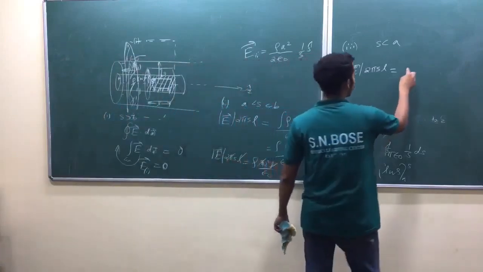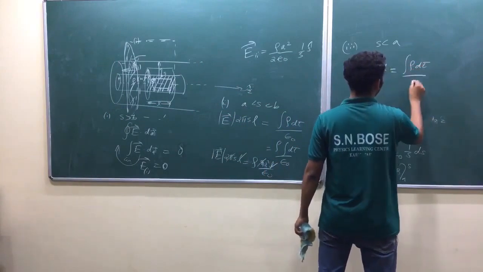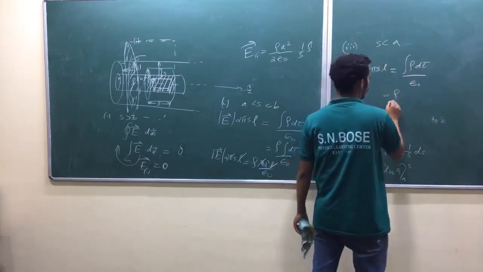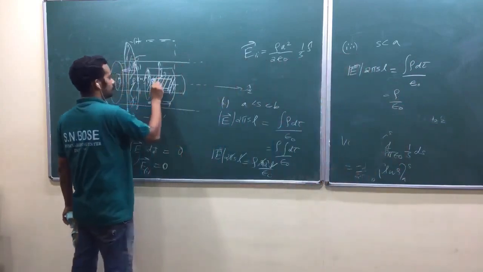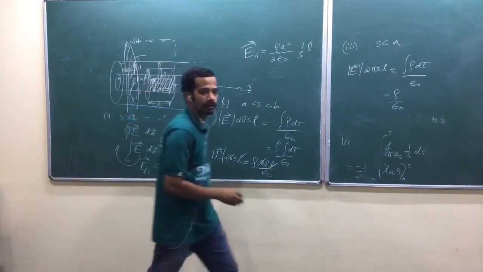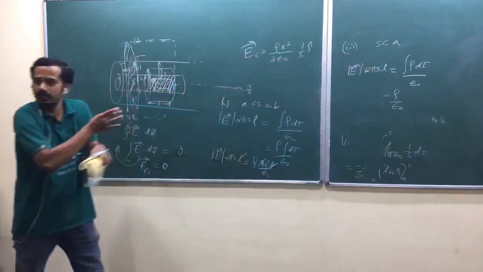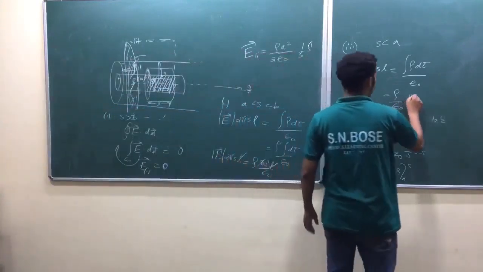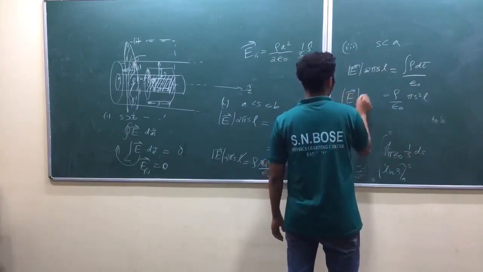Now look at here. While finding this one, you have to take care, rho dτ by epsilon naught. Obviously, rho is constant. Now, what is the volume? Pi S square into L. Why? You have to take the volume within that region, isn't it? Pi S square into L. That is the difference. Look at here. Obviously, you will get different functionality.